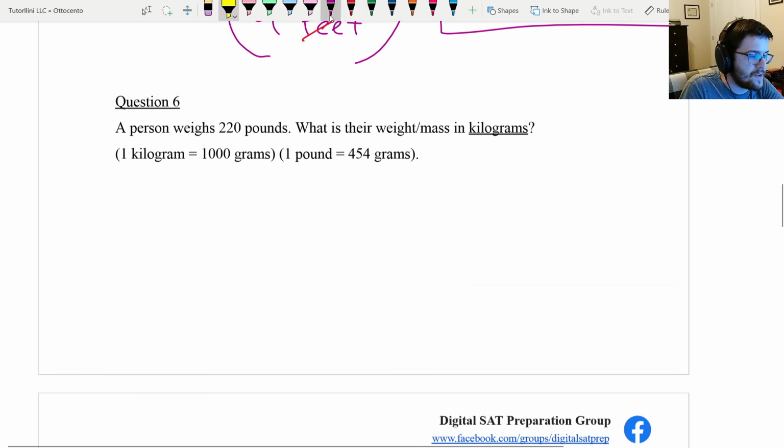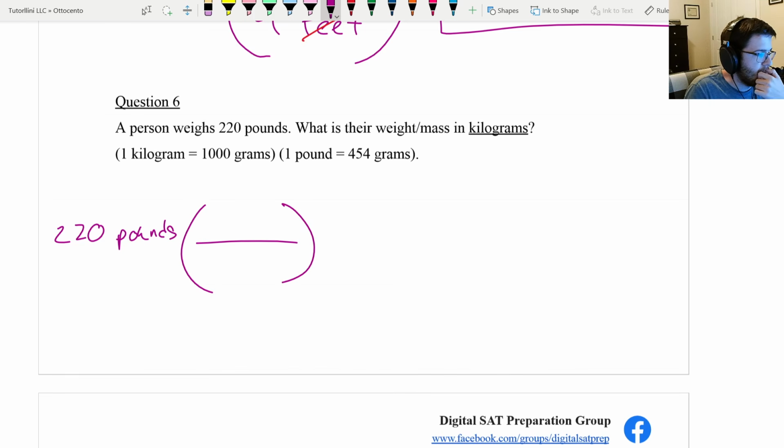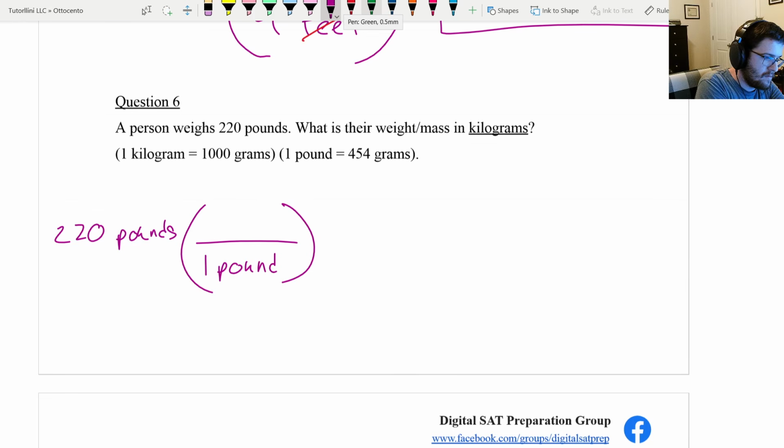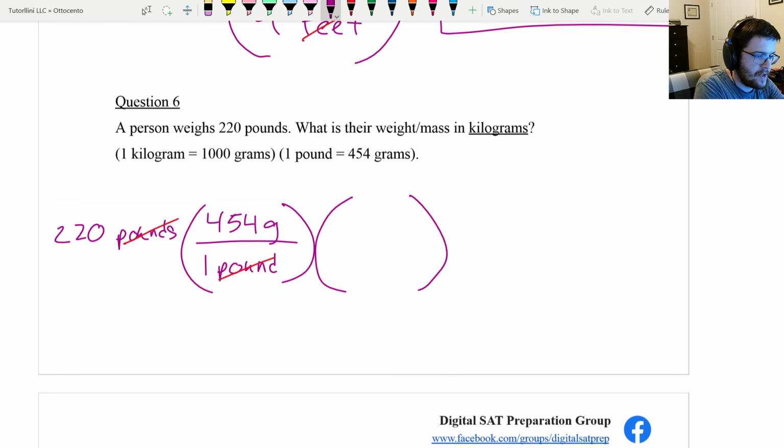All right, question 6. They weigh 220 pounds. What's their mass/weight in kilograms? If it's all right, I'm going to use abbreviations for this one. G is grams, kg is kilogram. So pounds, do we have a unit conversion with pounds in it? We do, so we're going to use that one. Going to put 1 pound on the bottom, 454 grams, G on top. Do pounds cancel? They do. We have grams, but we don't want grams. We want kilograms. Let's cross this one out because we're done using them.